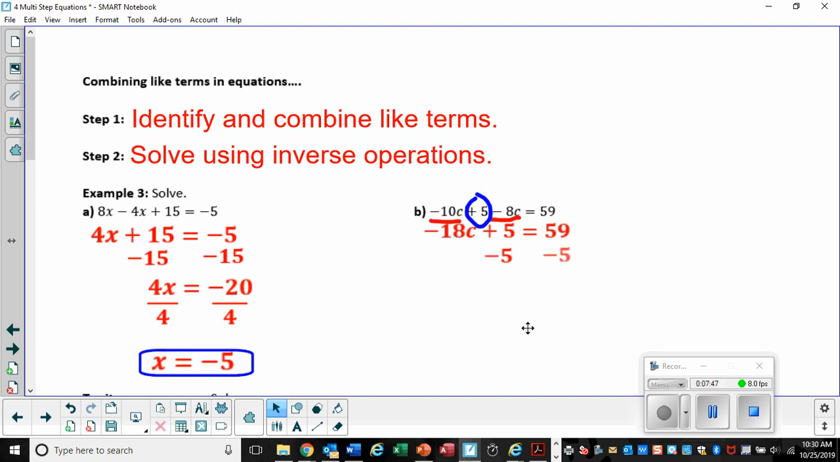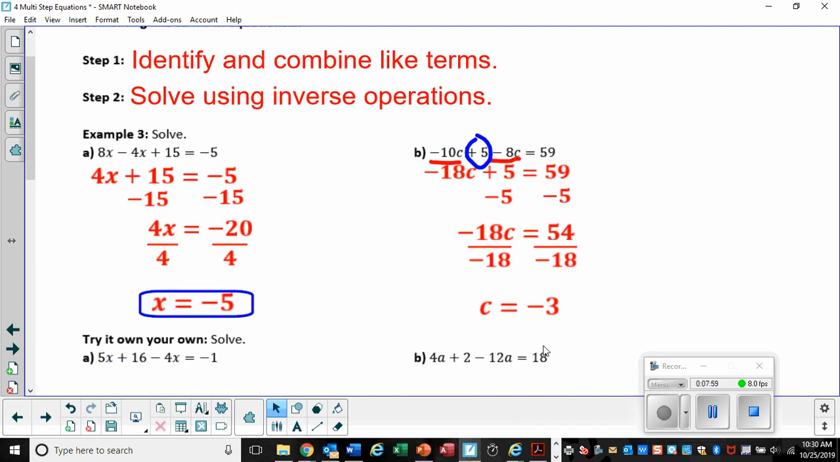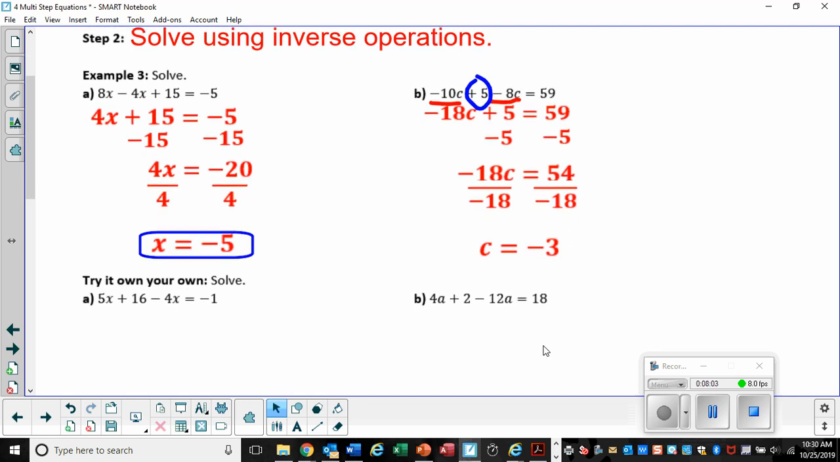Subtract 5 from both sides. I get negative 18c equals 54. Divide by negative 18. And I get c equals negative 3. That's my final answer. So now you guys are going to try these on your own. Okay?